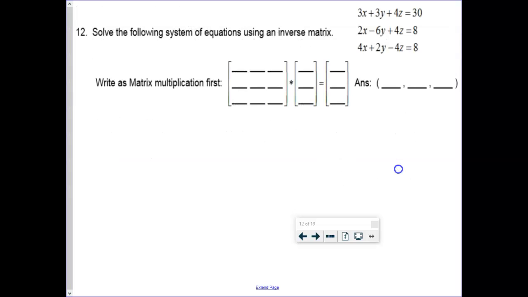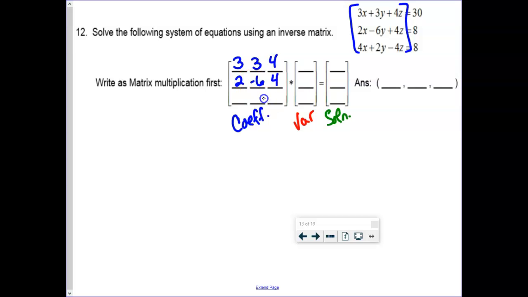Here, I want you to take a system of equations, and I want you to write it specifically as a matrix multiplication equation. So, this matrix is going to be all of the coefficients for the body of your system. This matrix is going to be your variable matrix, and then after the equal sign would be your solutions. So all the coefficients from the body, they're all in the right order. They're not trying to be sneaky here. So we got a 3, 3, 3, 4, 2, -6, 4, and then a 4, 2, -4.